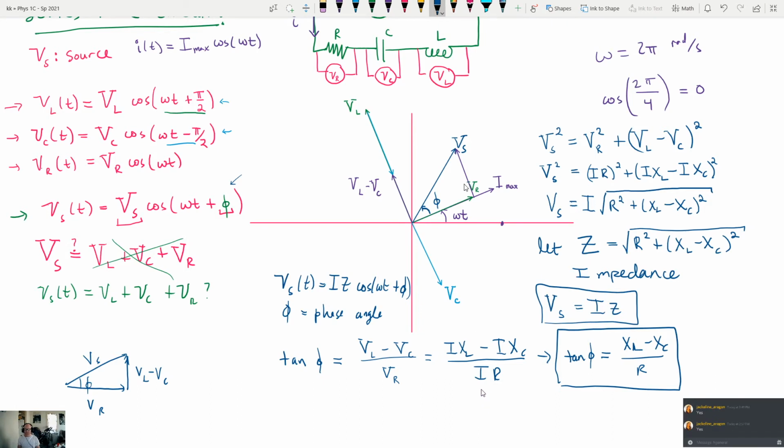Okay. So that's going to be a special situation that we'll talk about a little bit later. Is that when it becomes the projection of Imax? Yeah. It'll be right on top. VS will be right on top of I. Yep.